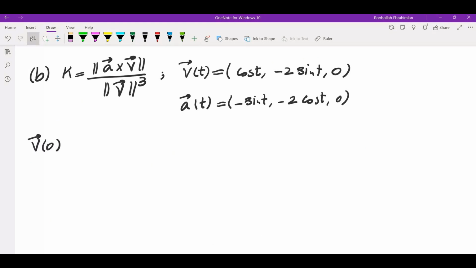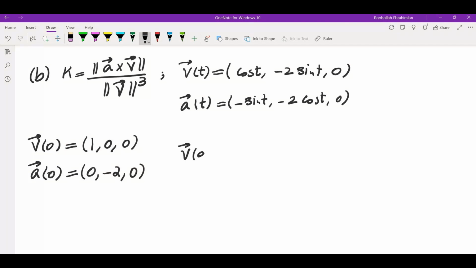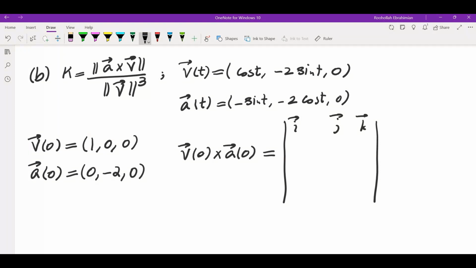So v at 0 is going to be 1, 0, 0. A at 0, acceleration at 0, would be 0, -2, 0. Then we're going to find a cross product of these two. So v of 0 cross a of 0. And by the way, you could do v cross a or a cross v, because eventually you're taking the magnitude. So it doesn't actually matter which one you do first. So i, j, k, 1, 0, 0, 0, -2, 0.